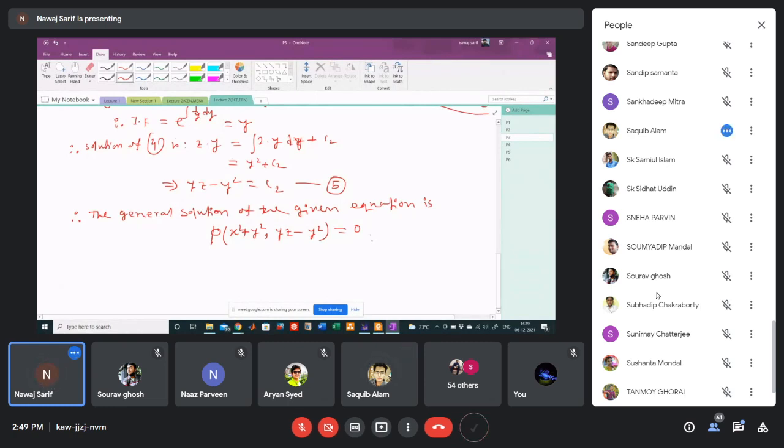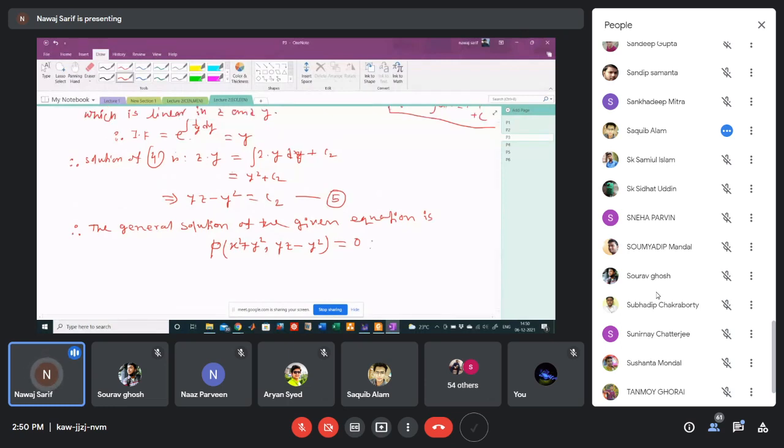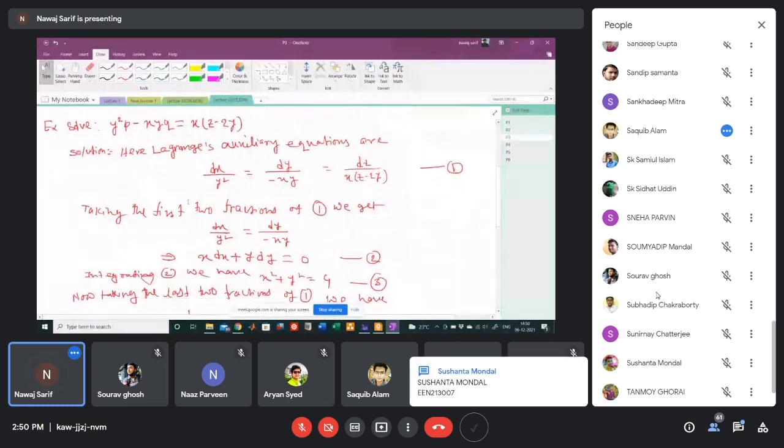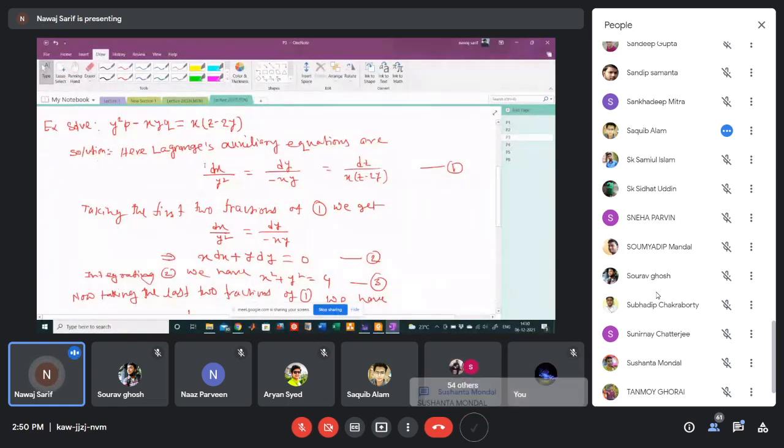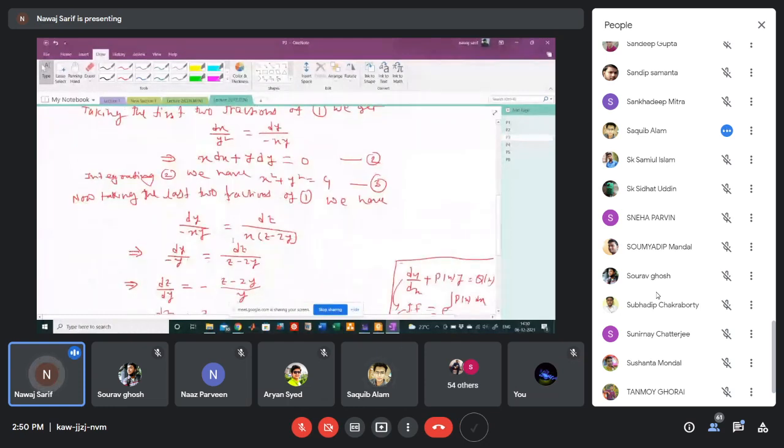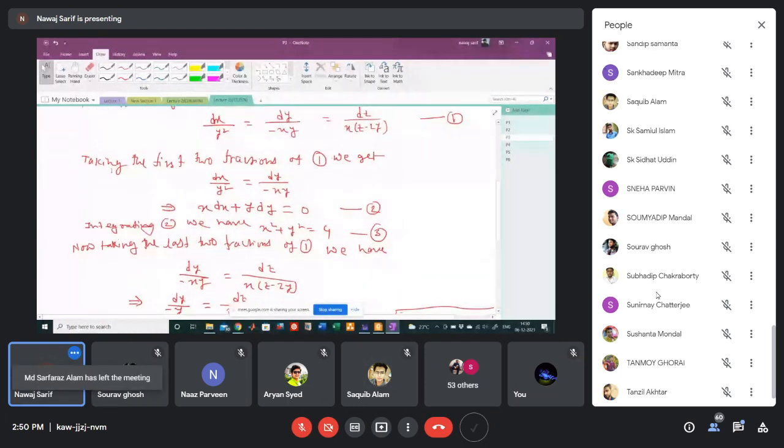Yes, sir. Okay, any doubt up to this? This is the solution of this equation. If you have any doubt, then you can ask me. This is the first rule to find the solution. And you have to write this type of thing. You cannot write directly that this is the auxiliary equation and just find the solution. You have to write also which two fractions you have taken, you have to mention that.